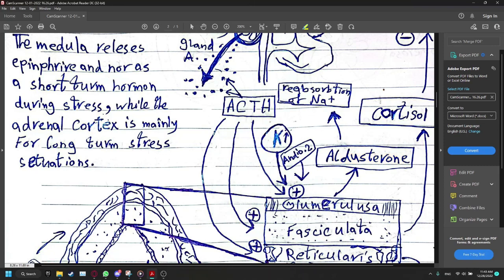And aldosterone helps with reabsorption of sodium. Okay, why is this important? Well, let me tell you something. If you remember the renal system, aldosterone helps with the reabsorption of sodium, but at what cost? The potassium here. It's kind of like a trade. So basically, you have this wall, right? And this is the wall of the nephron.